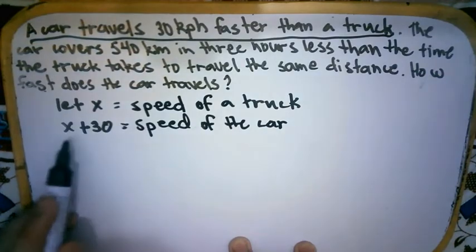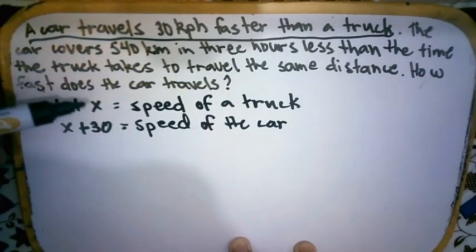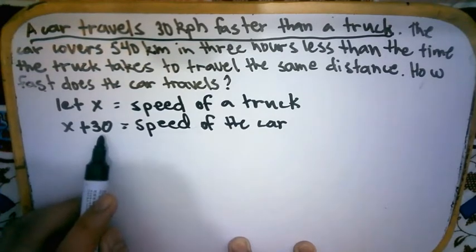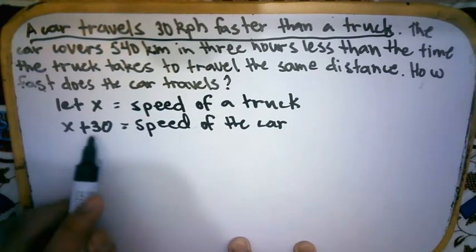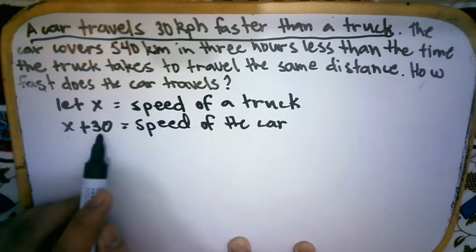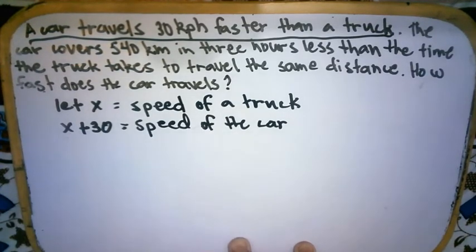So, paano naging x plus 30? Since ang speed ng truck ay x, ang speed nga ng car ay mas mabilis ng 30 kilometers per hour. So, we just have to add plus 30 dun sa speed ng truck. So, ito yung speed ng truck plus 30 sa speed ng car. And then, meron pa rin tayong mga numbers or figures na nakita dun sa problem. So, we still have to write it down kasi makakatulong din yun sa paggawa natin ng buong equation. And then, after that, we're going to solve that.